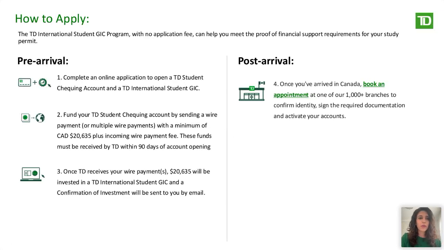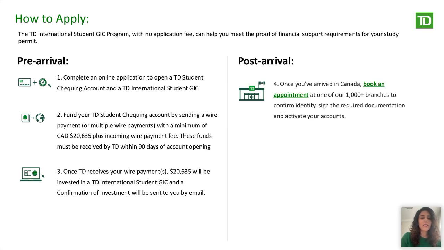Now, let me help explain how you can apply, how the process works, and then once you arrive, what it looks like. You will need to complete an online application to open a student checking account and a TD International Student GIC account. You will be given a link where you'll fund your TD student checking account by sending a wire payment. You can do one payment or multiple wire payments with a minimum of 20,635 Canadian dollars plus the incoming wire payment fee. These funds must be received within 90 days of the account opening. Easy, right? You'll remember these.